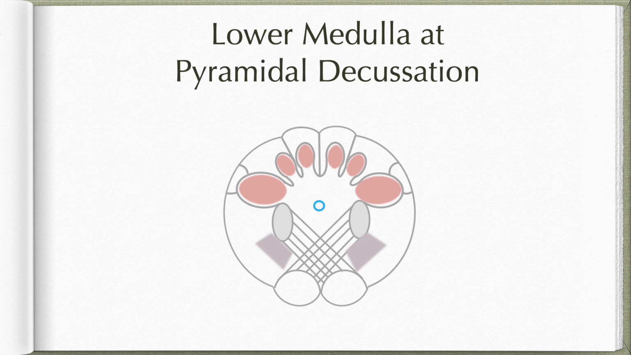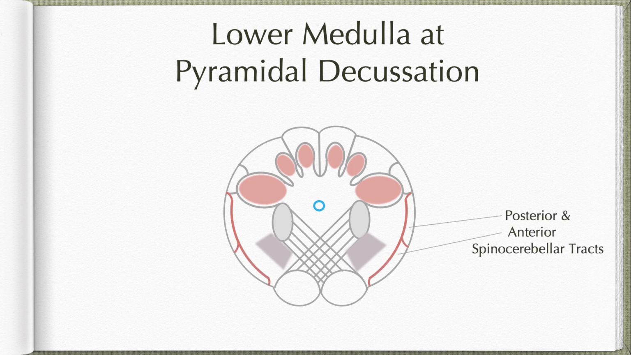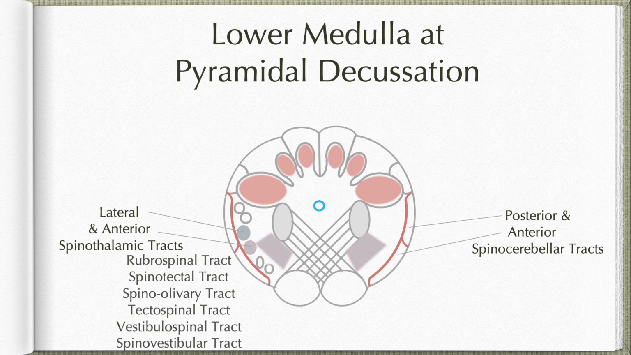Let us see the rest of the ascending and descending tracts here. Along the lateral margin, we find the posterior and anterior spinocerebellar tracts. On the inner aspect of these tracts, we also see the lateral and anterior spinothalamic tracts, as well as the various other ascending and descending tracts of the spinal cord, like rubrospinal, vestibulospinal, and tectospinal, or the ascending tracts like spinotectal, spino-olivary, and spinovestibular tracts.